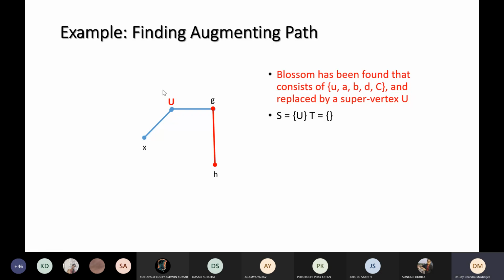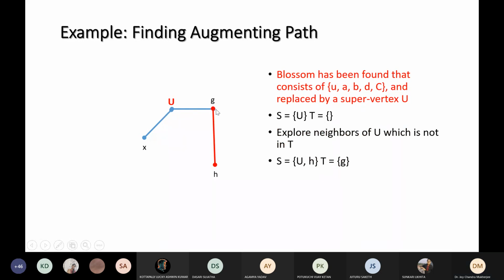Okay. And I will search all these vertices, all its neighbors which are not in T. Suppose I explore neighbors of U which are not in T. So U has a neighbor G which is not in T, and it is saturated by an edge GH. So H is reached from U through a saturated edge. So H will be added to S and G will be added to T.